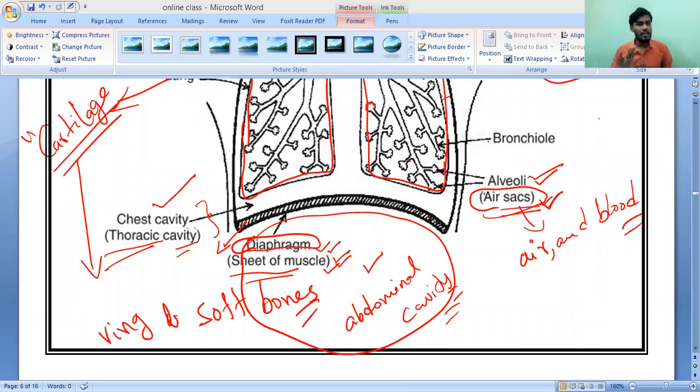So here inside, the branches divide into the lungs. They will form a large number of still smaller and smaller tubes. That is what we should call bronchioles.